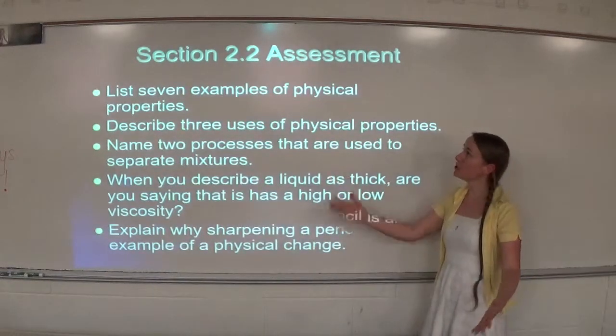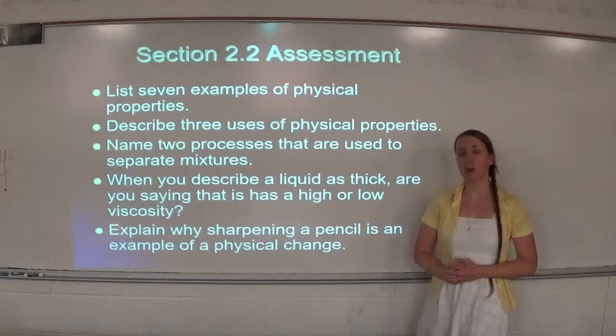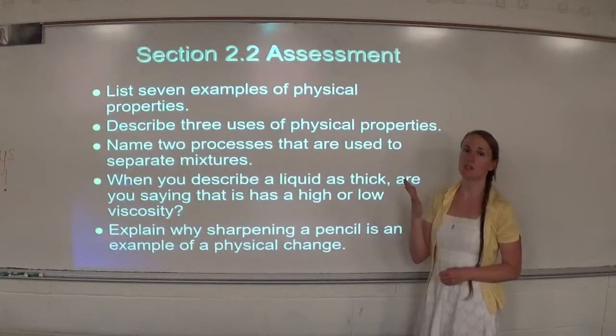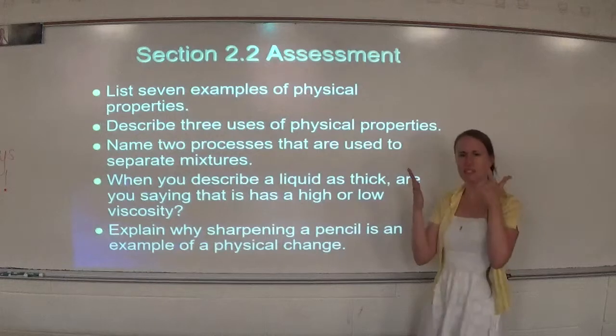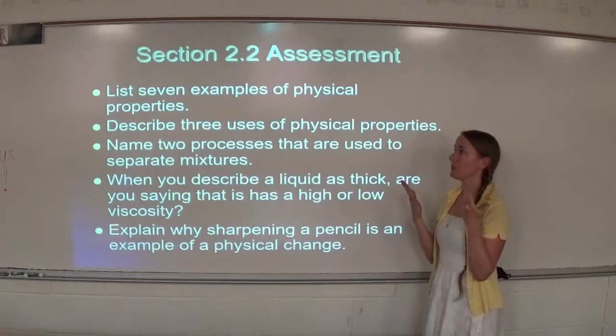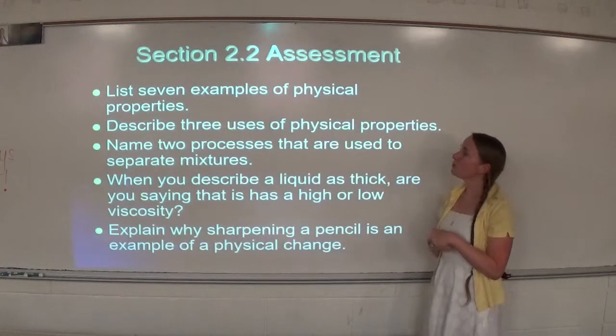So section 2.2 assessment. List 7 examples of physical properties. All right, so we have viscosity, conductivity, malleability, hardness, melting point, boiling point. What am I leaving out? Density? And density, there we go. Whew. I was worried I wasn't going to remember all 7 off the top of my head, so I wrote them down. All right, describe 3 uses of physical properties.